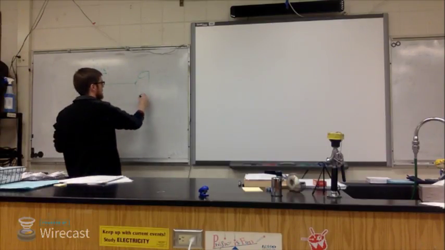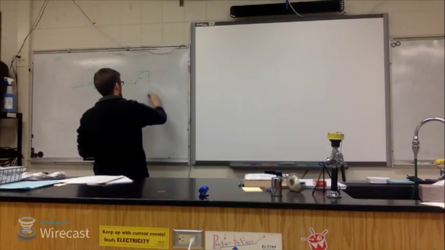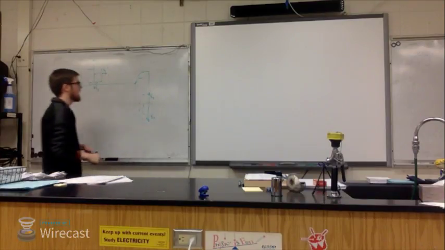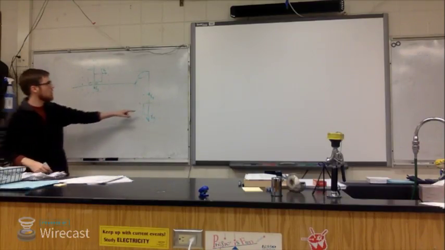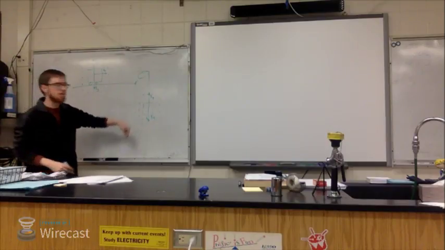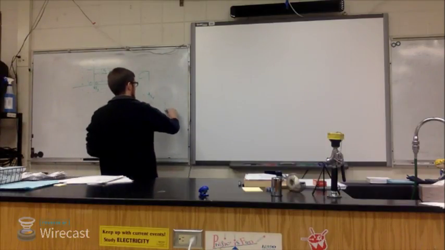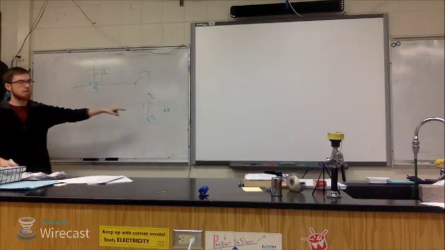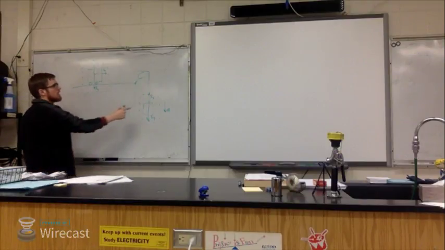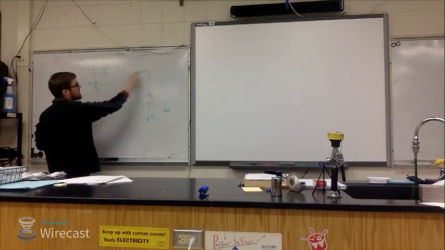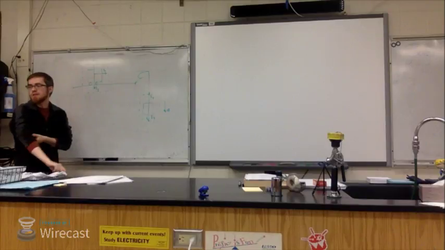I'm going to do the same thing with my hanging mass. Force tension up. Force gravity down. I know that this is going to fall down, right? So I'm going to draw A over here. I have an acceleration down. I know that tension is always the same at all points along a string.